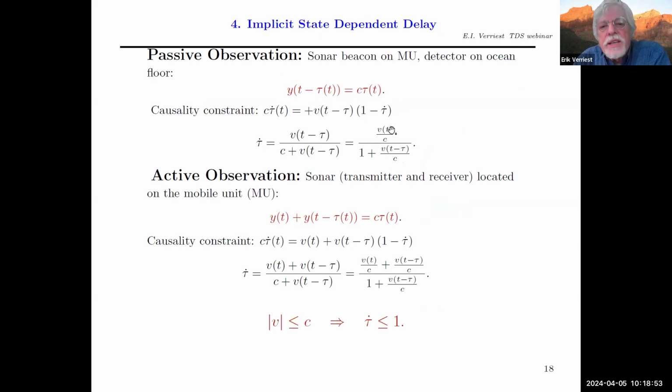Okay, now you see that if v is less than c for all time, this is less than 1, so τ̇ is indeed going to be less than 1, so the criterion is satisfied. In the two-way problem, we do the same thing. You take the derivative of this relation with respect to t, single out the τ̇ on one side, and we get this relation. Again, if the speed of the submarine is less than the speed of sound, then this quantity is going to be less than 1, and we're all set.